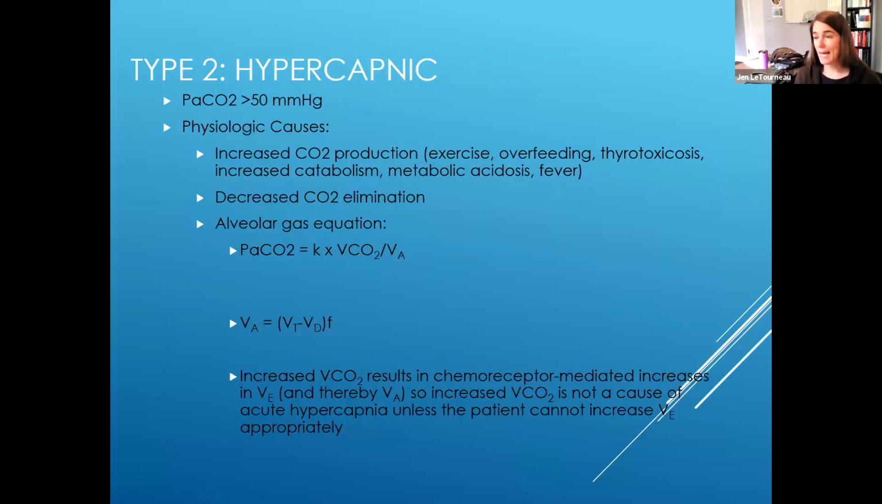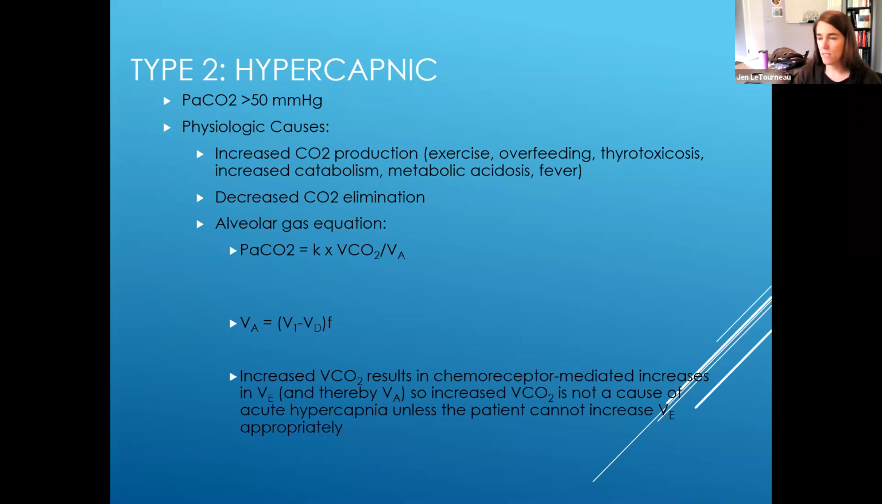So type 2, hypercapnic. This is defined as a PaCO2 that's over 50. And it's either increased CO2 production or decreased CO2 elimination. It is extraordinarily rare that we have to worry about increased CO2 production, because that's going to occur in exercise, overfeeding, thyrotoxicosis, increased catabolism, metabolic acidosis, and fever.